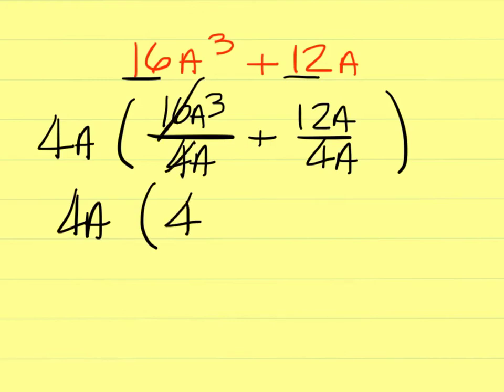16 over 4 is 4, and a to the third over a is a squared. 12 over 4 is 3, and the a's cancel completely out. There's nothing to write.